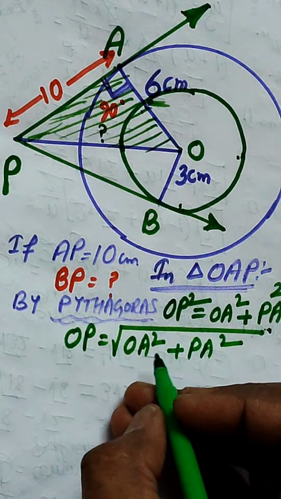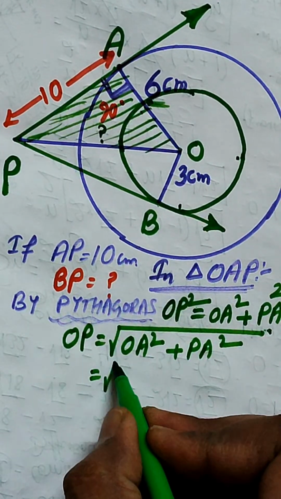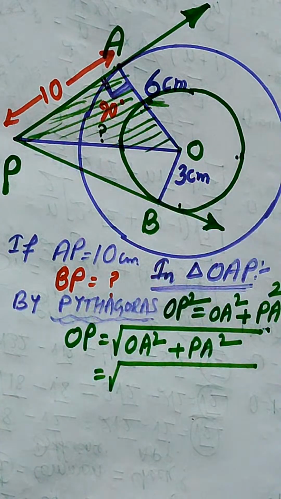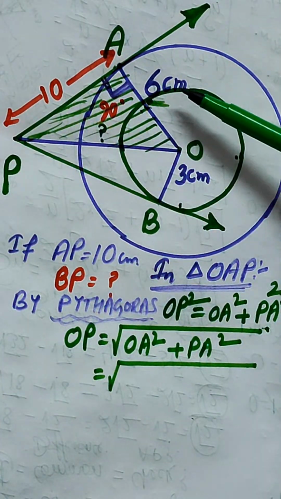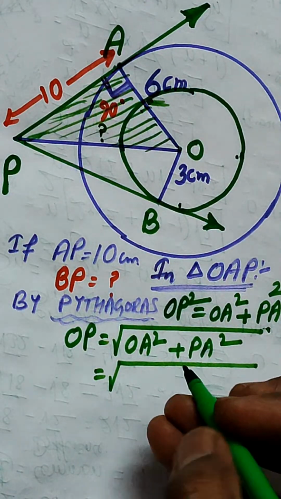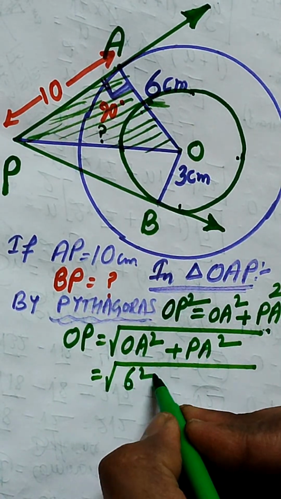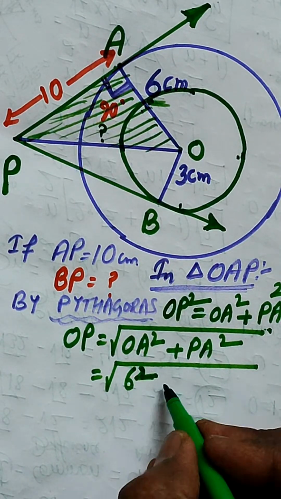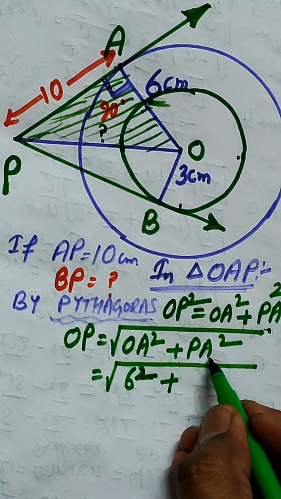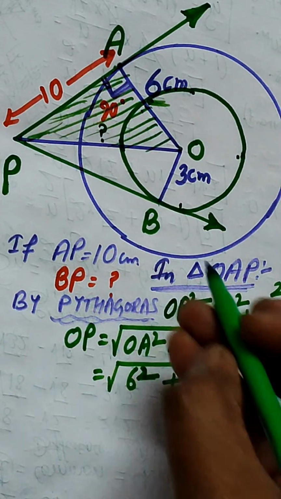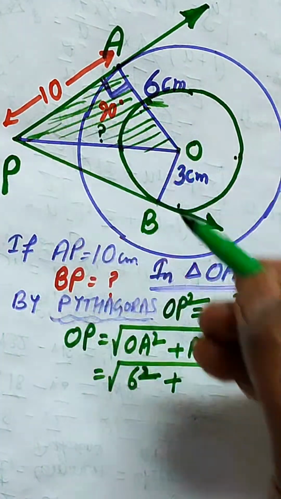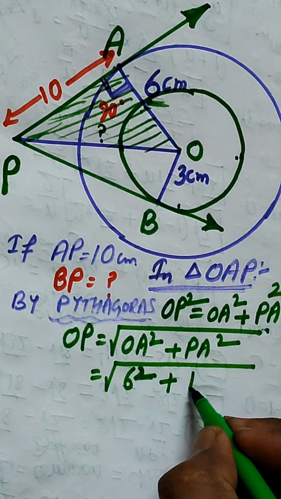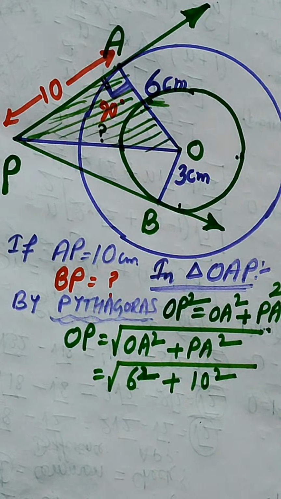Now, when you put up the value of OA, it's 6. You can see OA is 6. So it will be 6 square, because it's OA square. And what will be the value of PA square? PA is given to you as 10. So PA square will be 10 square, right?